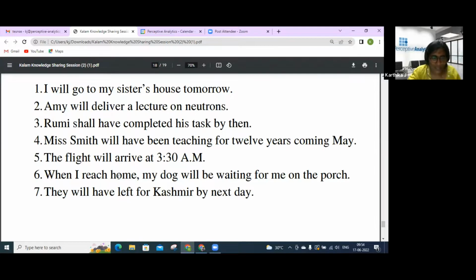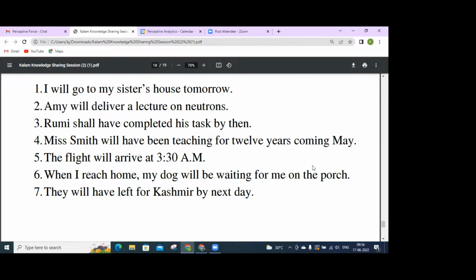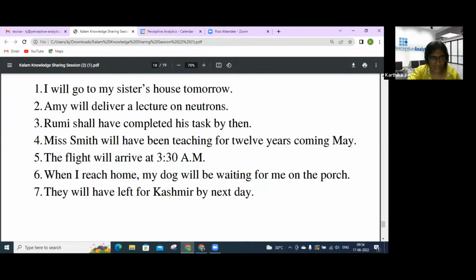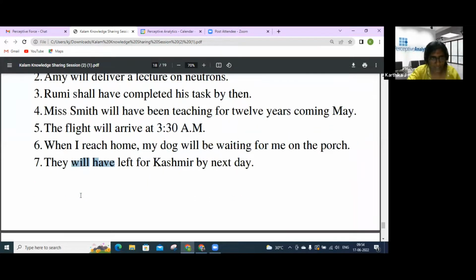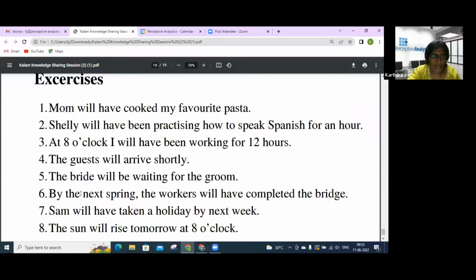Next one is: when I reach home, my dog will be waiting for me on the porch. Future continuous, yes. Will be plus waiting, the verb plus ing. Next one is: they will have left for Kashmir by next day. Future perfect tense, yes, will plus have plus V3 verb. And the next one is: mom will have cooked my favorite pasta. Future perfect, because will plus have plus V3 verb is used here. So that is why it is a future perfect.